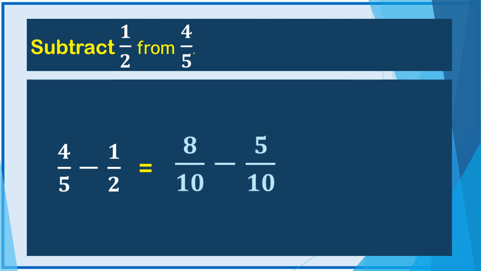Next, 10 divided by 2 is equal to 5. 5 times 1 is equal to 5. So you have here 5 over 10. Apply the rule. 8 minus 5 is equal to 3. Copy the common denominator, 10. Is it in the simplest? Yes, it is. I hope you understand.